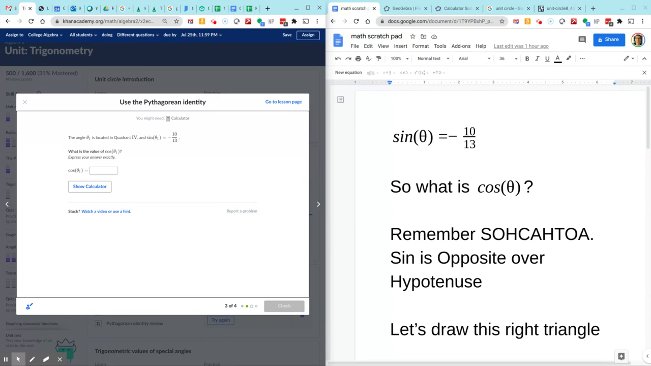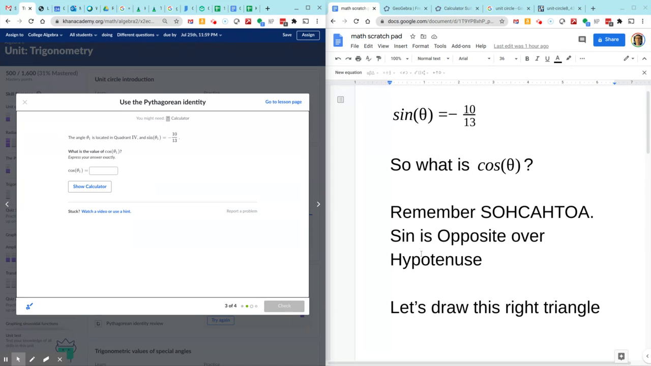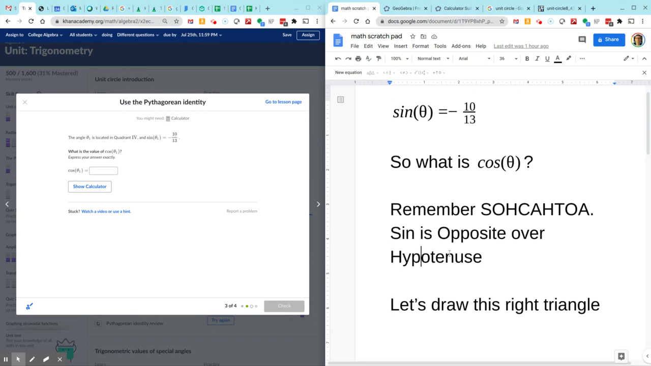So what we're going to do here is remember SOHCAHTOA. You've probably heard that little mnemonic. It means that sine is equal to opposite over hypotenuse, cosine is adjacent over hypotenuse, and tangent is opposite over adjacent. So since sine is opposite over hypotenuse, we can draw up this triangle.